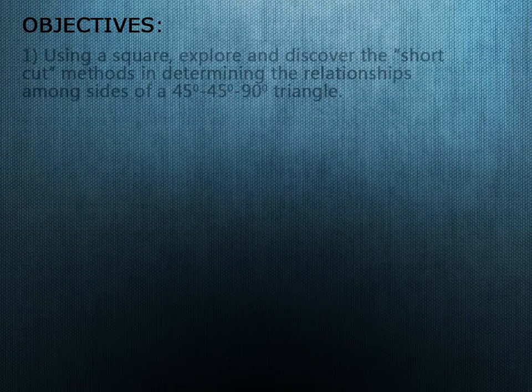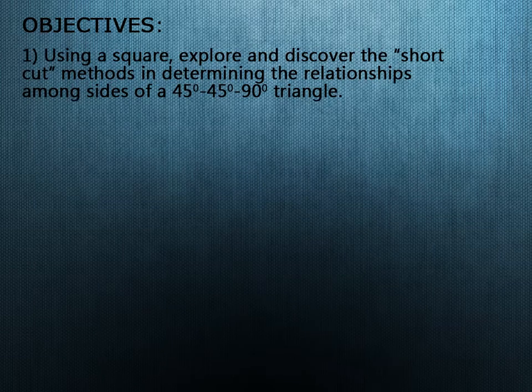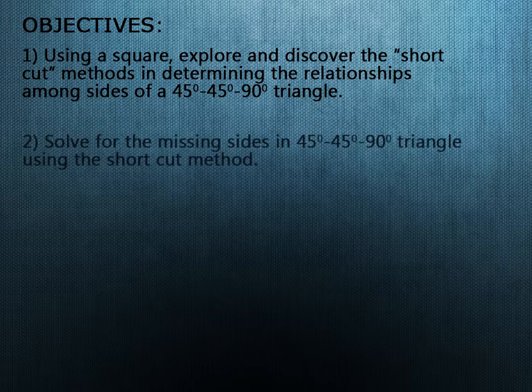For today's objectives, we will use a square to explore and discover the shortcut methods in determining the relationships among sides of 45-45-90-degree triangles. And using the same shortcut method, we will be able to solve for the missing side of a 45-45-90-degree triangle.